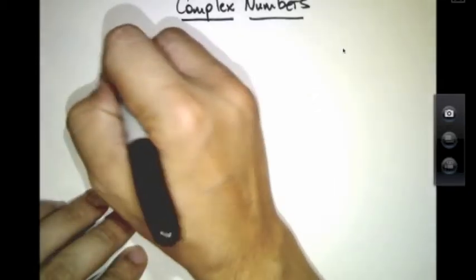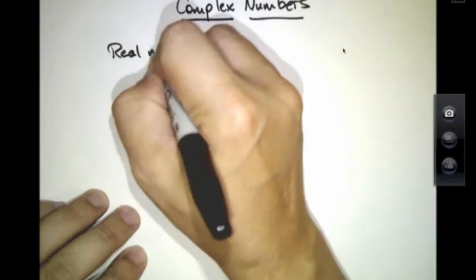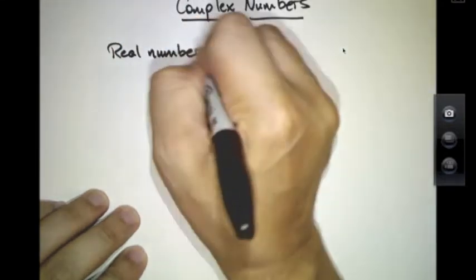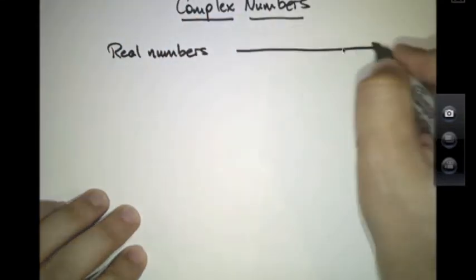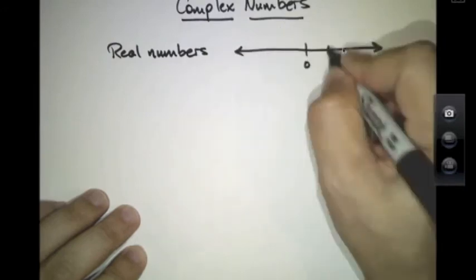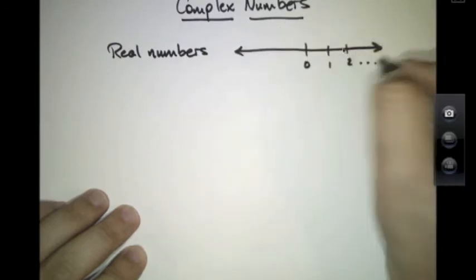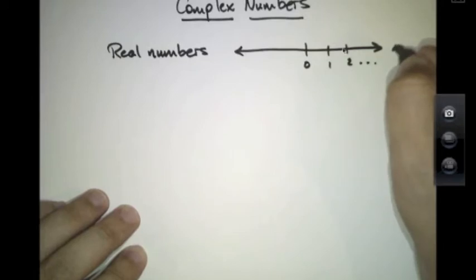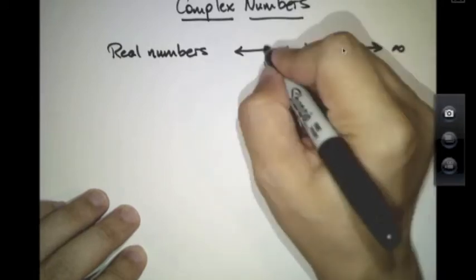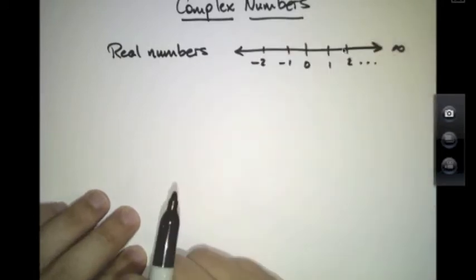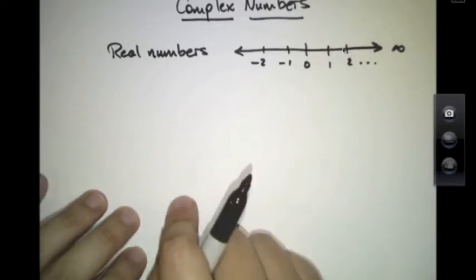Mostly we're used to dealing with so-called real numbers, numbers which we can represent along a number line. But real numbers have a certain restriction to them. There are some things that can't be represented by a real number.